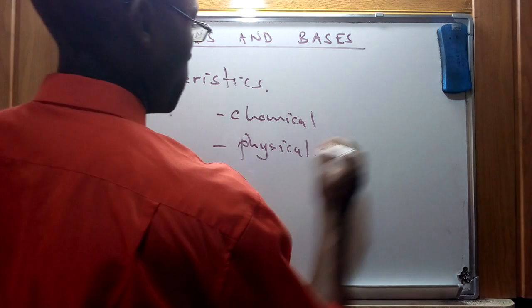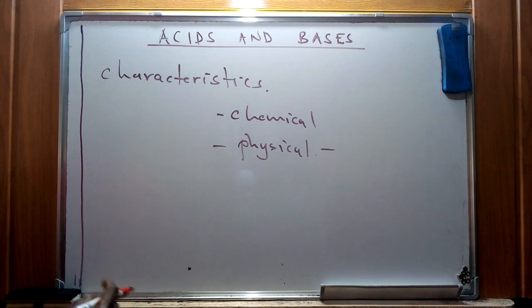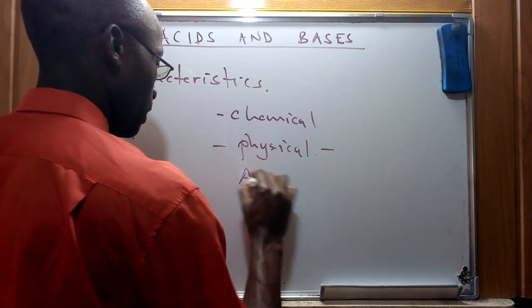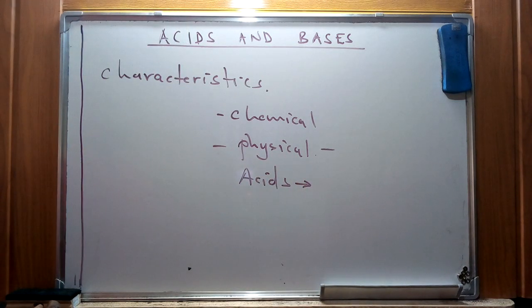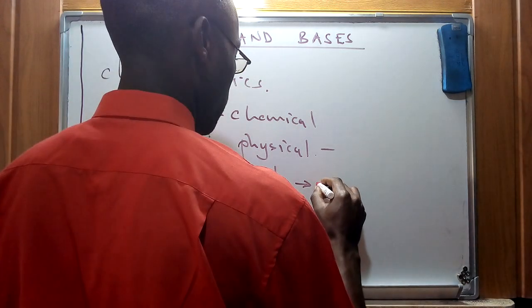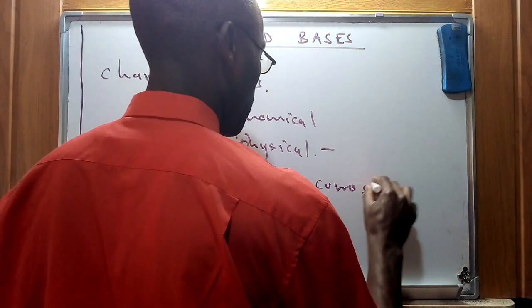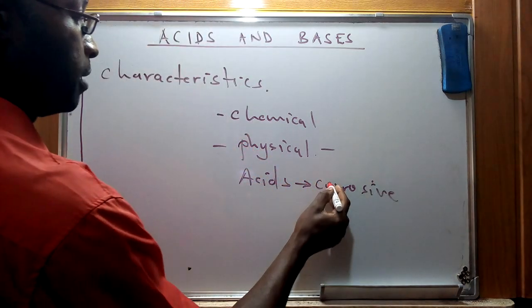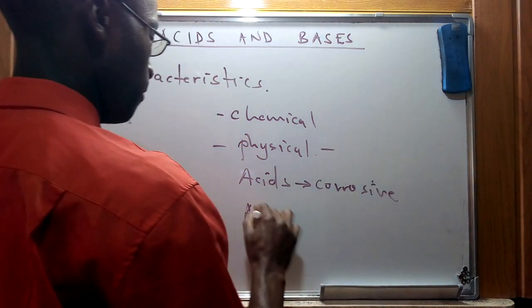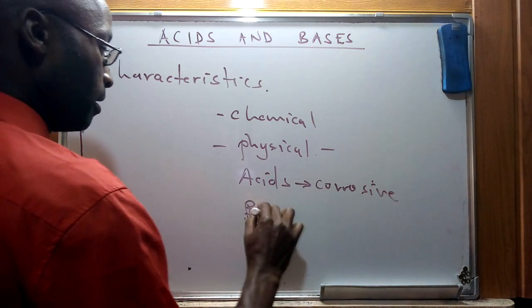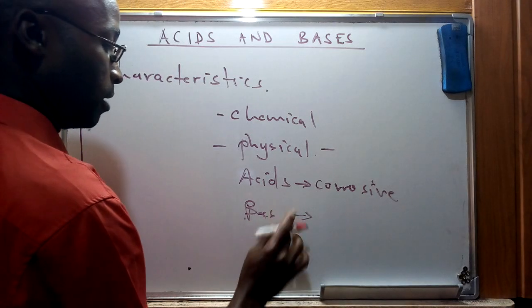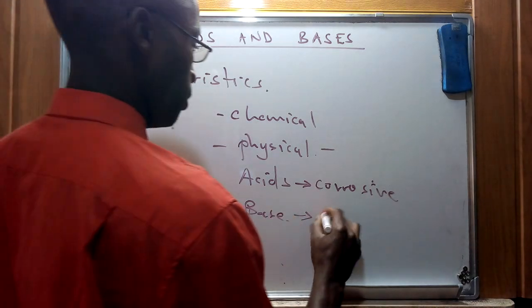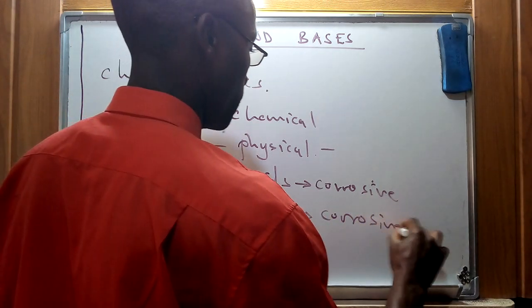Now, for the physical properties, we had mentioned earlier in our basic discussion on chemistry that we can identify acids in various ways. One of them is that, depending on their strength, they have a corrosive nature, whether it is a strong acid or not. And for bases as well, a base is also going to have some kind of corrosive property to some extent.